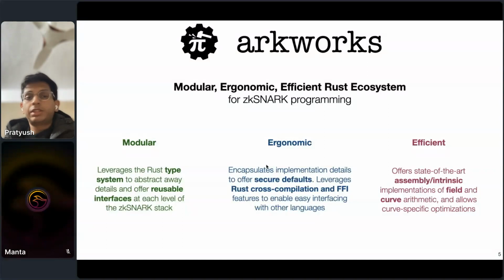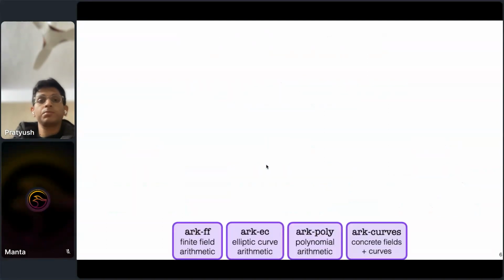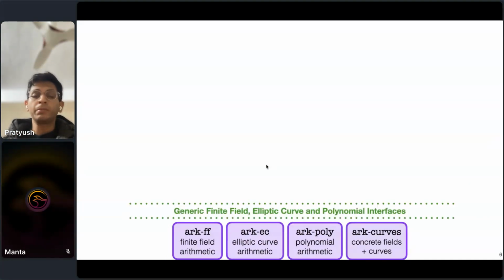Okay, so let's take a look into how we achieve this at each level of the stack. So at a high level, Arkworks consists of a few different types of libraries that all work together. At the lowest level, we have the libraries which implement the basic algebraic routines, such as elliptic curve arithmetic, finite field arithmetic, polynomial arithmetic, and so on, right? We encapsulate all of these behind some generic interfaces so that you don't have to worry about the implementation details of your elliptic curve.